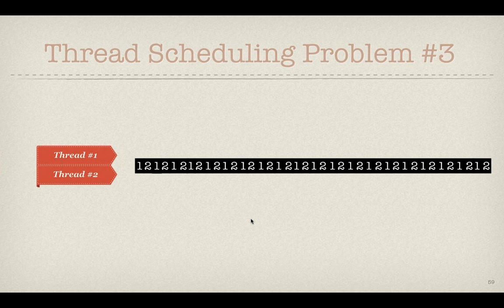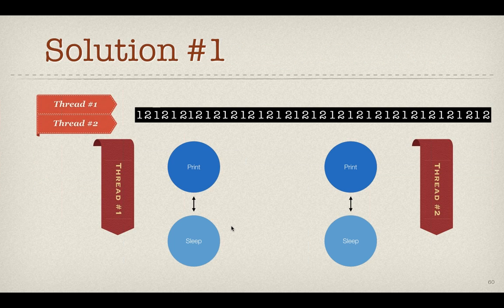Now how do we solve this problem? To solve this problem, we can think of different solutions. One is each thread can go to print a number, and then it can go to sleep.